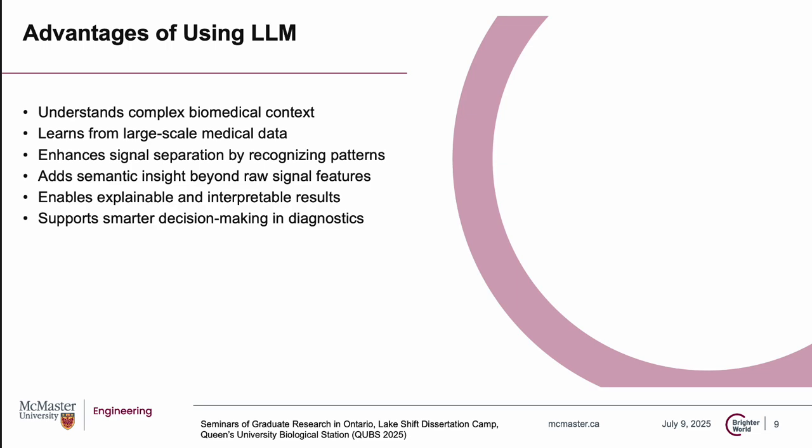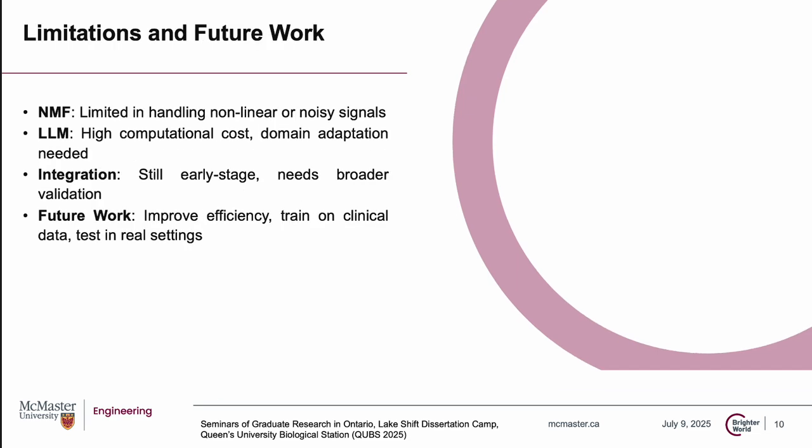So the advantage of using the LLM in this project is that the LLM can understand complex biomedical context, and it can learn from large-scale medical data. This LLM can enhance signal separation by recognizing the patterns and adding some semantic insight to the raw signal features. So we're going to have some text-based explanation of what we have in the separated features. So it enables interpretable results and explainable AI, and supports smarter decision making in diagnostics.